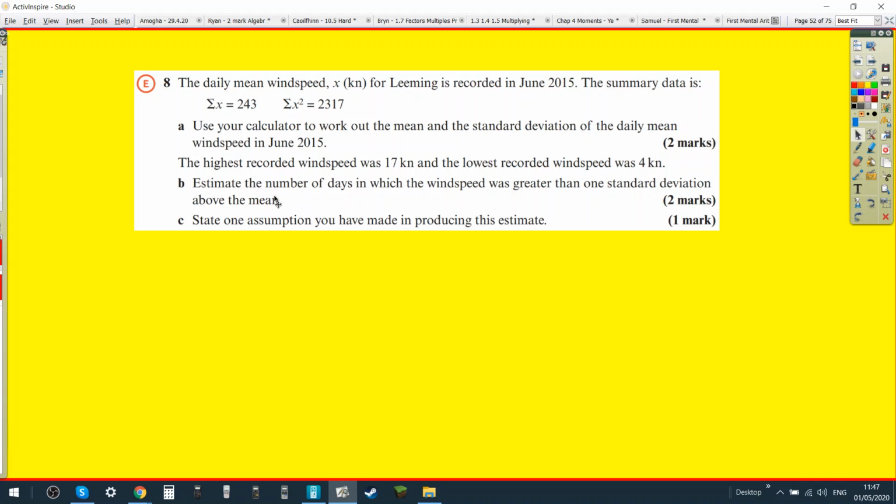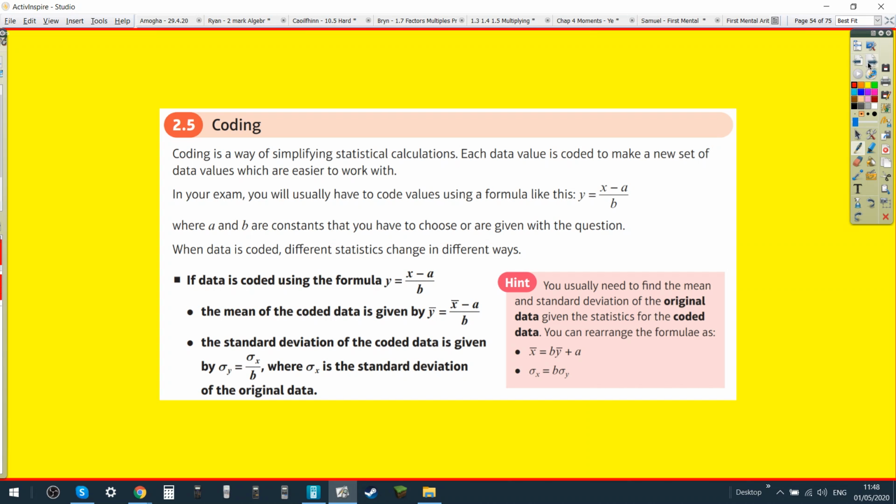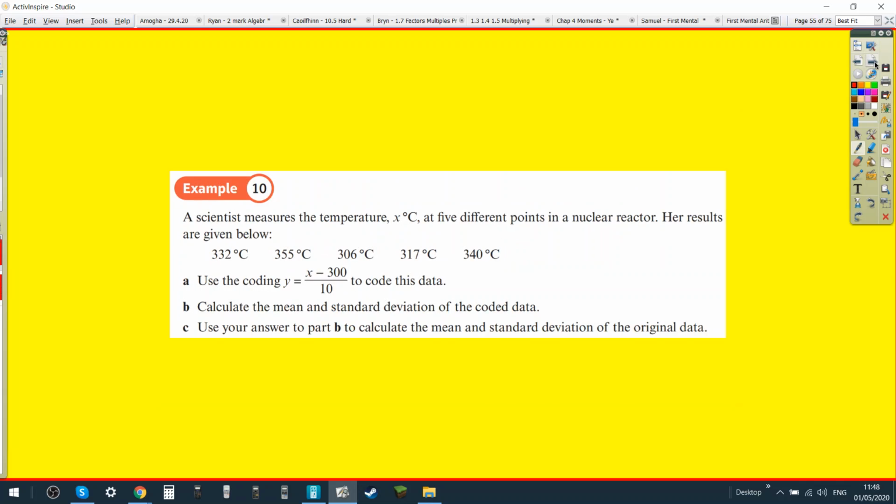And let's see, number of days in which the wind speed was greater. State 1 assumption. Yeah, we did that. Standard deviation. Okay, variance and standard deviation. What do you give yourself there? I think a half. Okay, so I just want to see. Coding is the last thing. We can take a quick look.